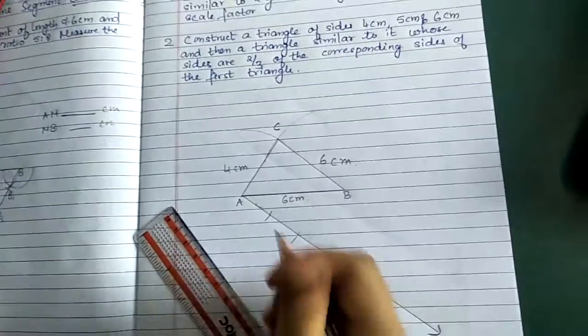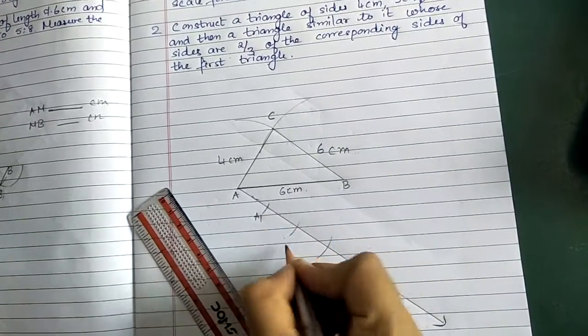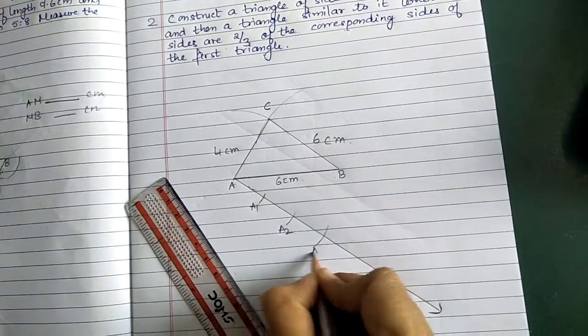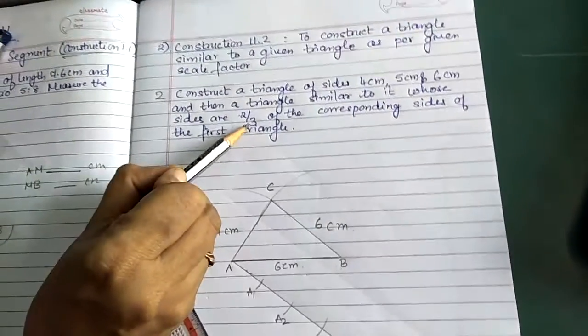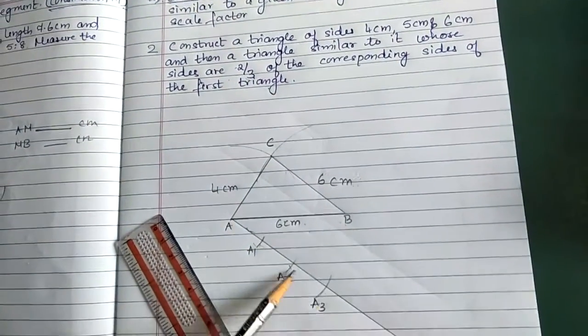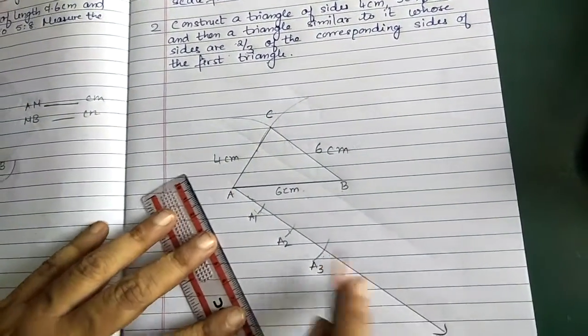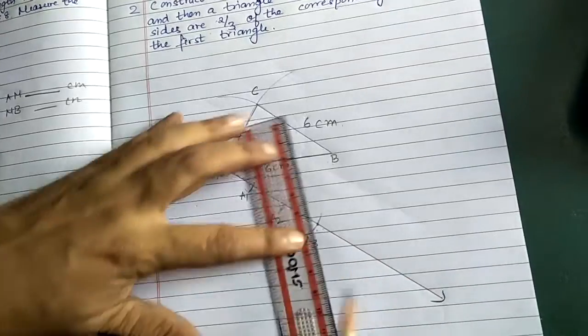Okay, and we will be writing this as A1, A2 and A3. Because we have to make 2 by 3, so we have to make 3 parts, 1, 2 and 3. Now the last part, that is this point, you have to join with B.